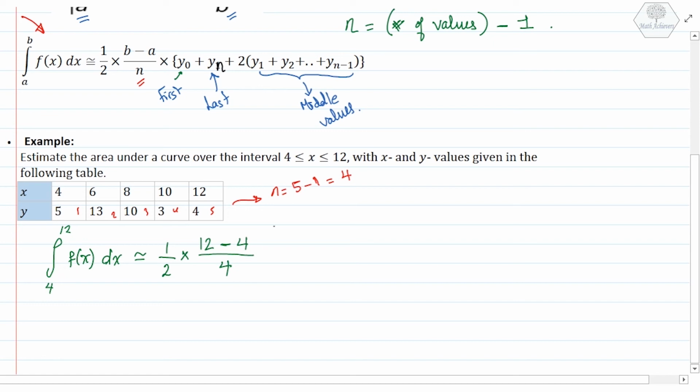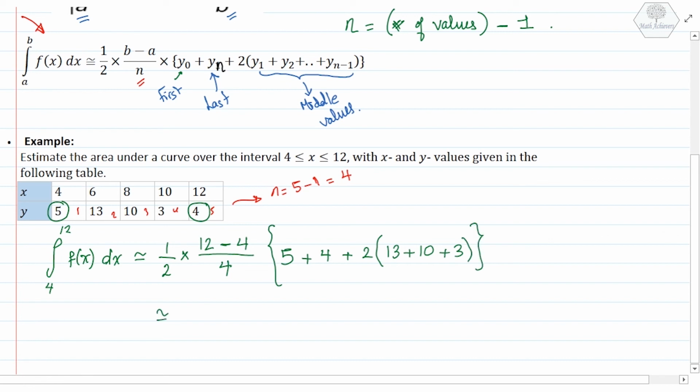All of this, I multiply it by y naught, which is the first y value, which is 5, plus yn, which is the last y value, which is 4, plus 2 times y1, the middle values now. I here add the middle values, which are 13 plus 10 plus 3, and I close the bracket, and I close the big bracket as well.